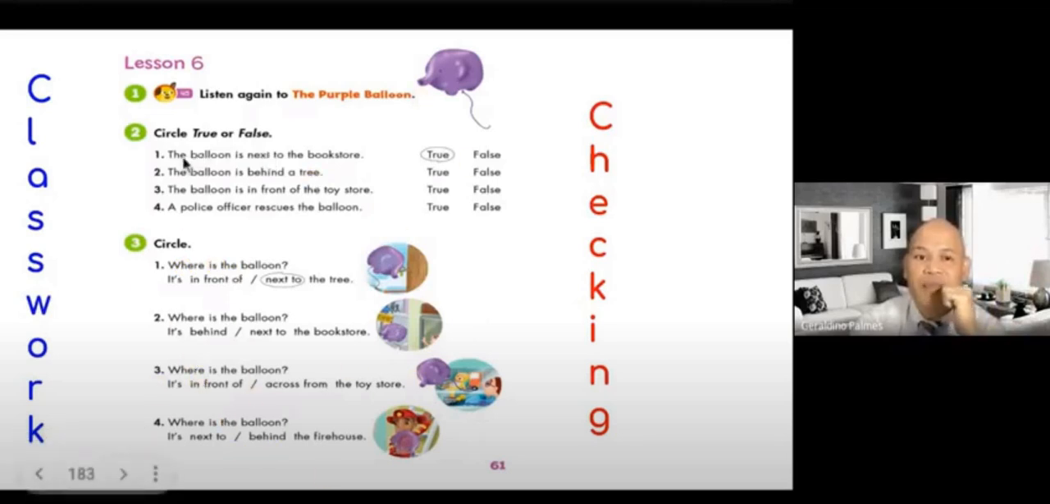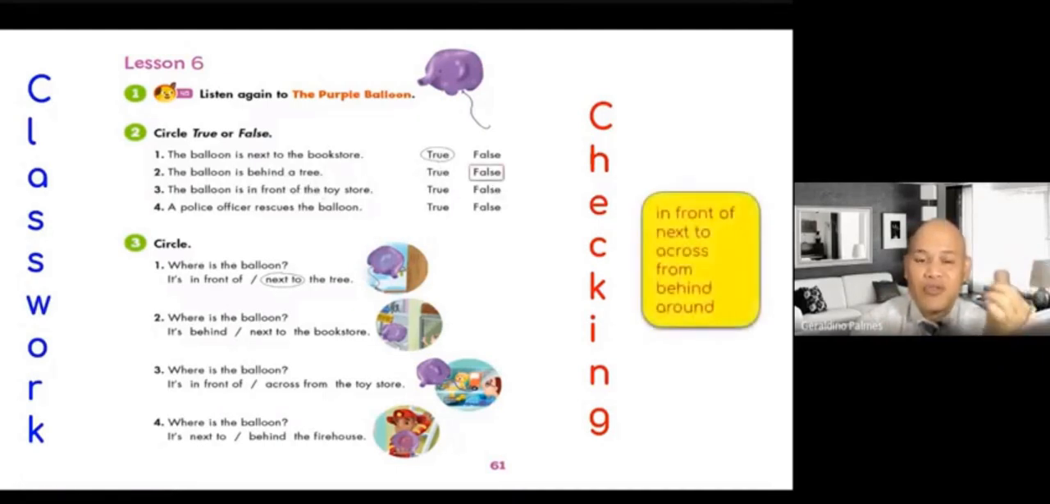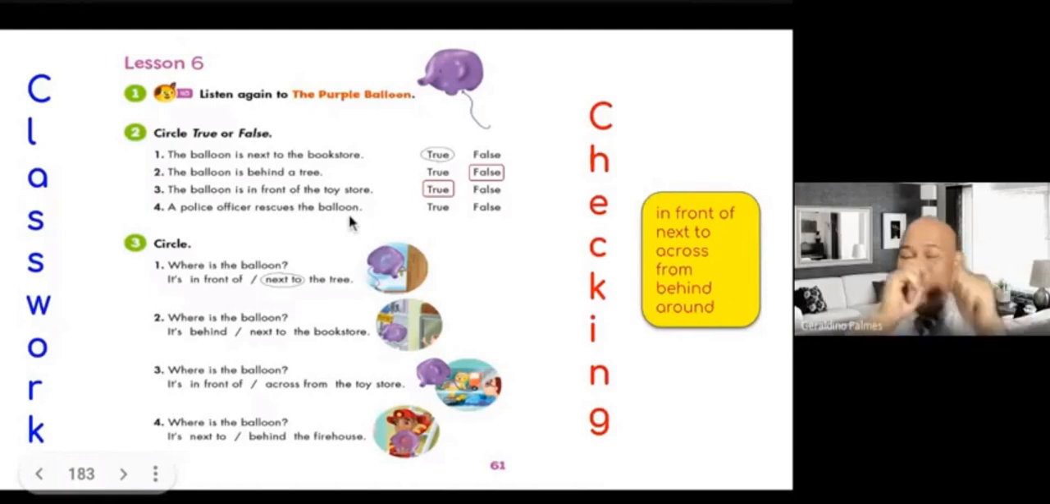Let's read. The balloon is next to the bookstore. True. The balloon is behind the tree. True or false? False. Okay? False. Why? The balloon is next to the tree in the reading. Number 3. The balloon is in front of the toy store. Yes, it's true. And a police officer rescues the balloon. False. Why false? Who helped?